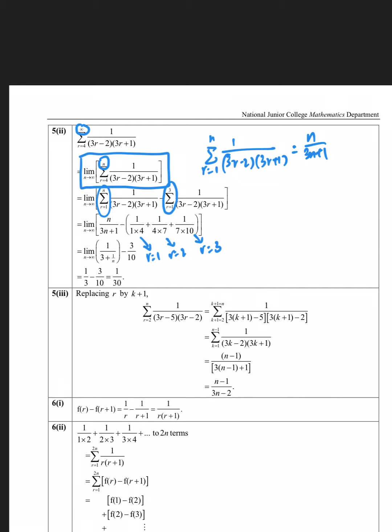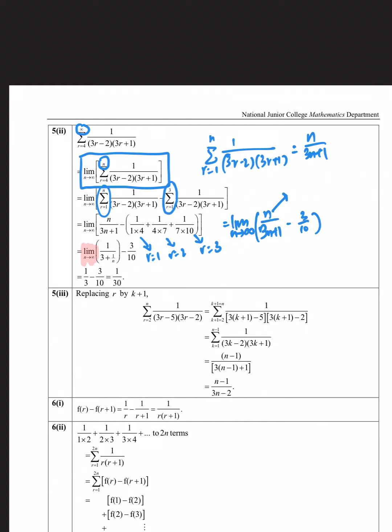So don't forget that we are summing up to infinity. So we have to take the limit where n tends to infinity. Taking note of this, after simplification, we actually have the limit as n tends to infinity of n over 3n plus 1 minus 3 over 10. Now, you see that for this expression, n over 3n plus 1, if you let n tend to infinity, you will end up getting infinity over infinity, which you can't conclude anything.